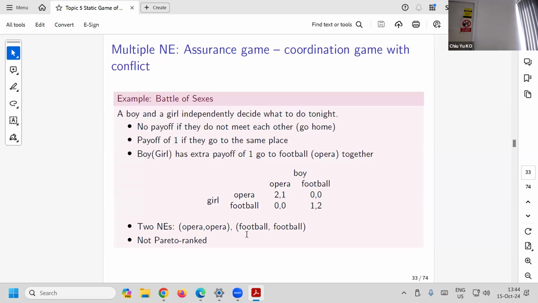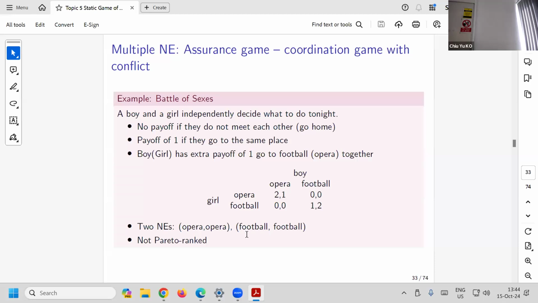You can easily check by now, there are 2 Nash equilibria here. One is opera, the other is football. Let's check it carefully. Look at opera: does the girl want to change? No. Does the boy want to change? No. And for football you can check: the girl doesn't want to deviate because she would get 0, and the boy doesn't want to deviate. That is the best you can do already. So these are the 2 outcomes that are Nash equilibria. You can check that the other outcomes cannot be equilibria as well.